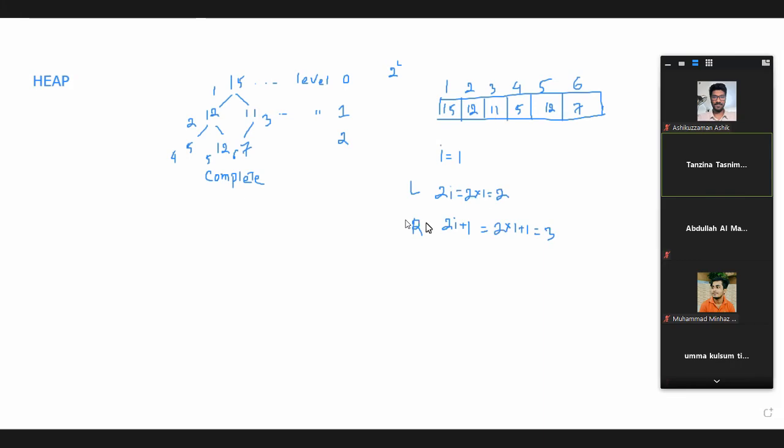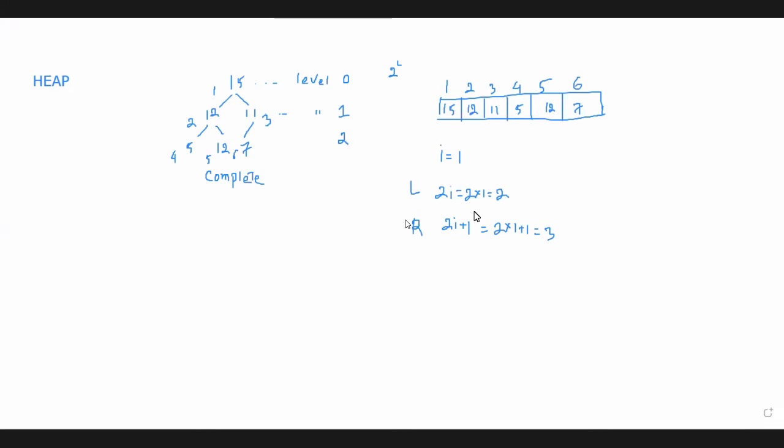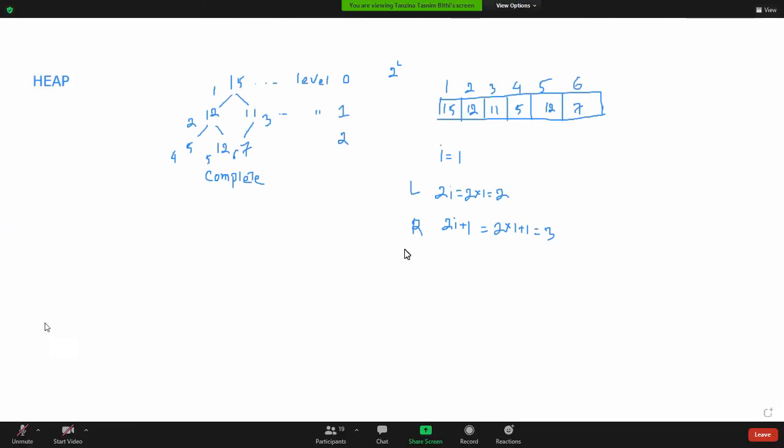So is it clear now how to find out the child node of its node? Is it clear? Hello? Is it clear? Yes, ma'am.